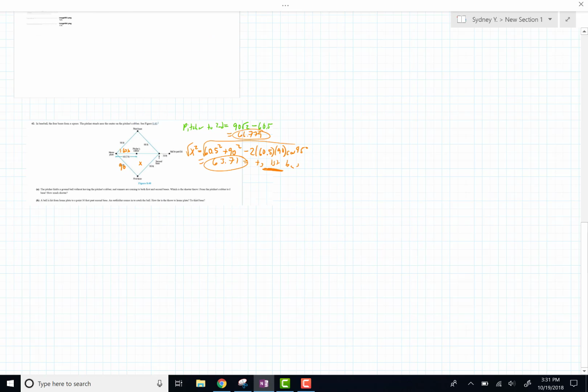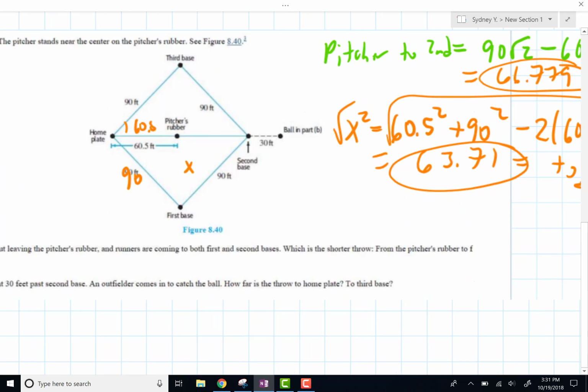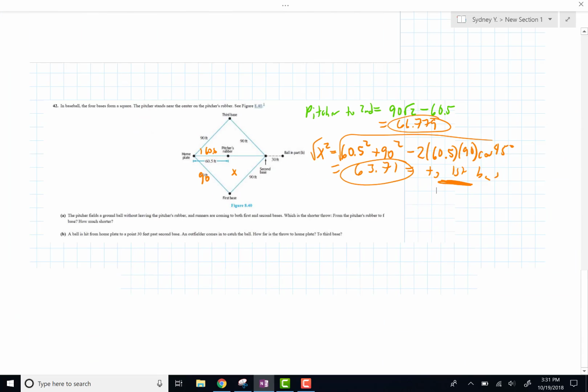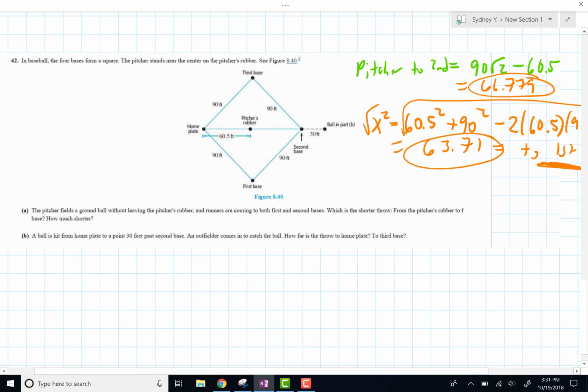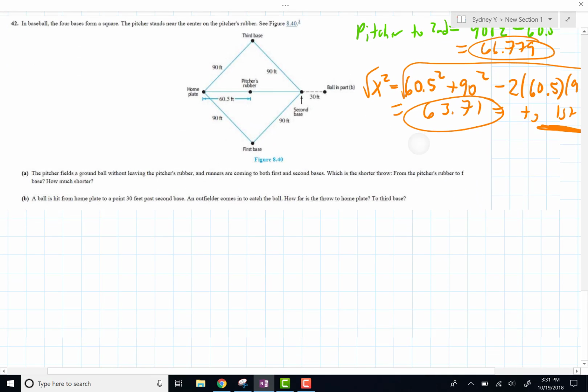So now, sorry, the ball is going to be hit from home plate to a point 30 feet past that. An outfielder comes in to catch the ball. How far is the throw from home plate? How far is the home plate to third base? So you're looking for all of this here.